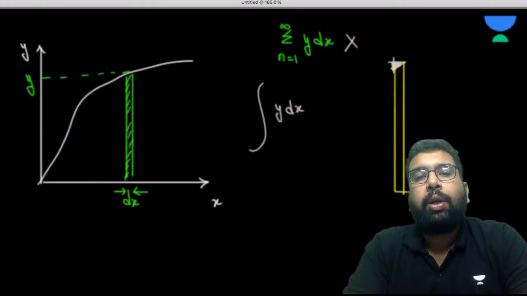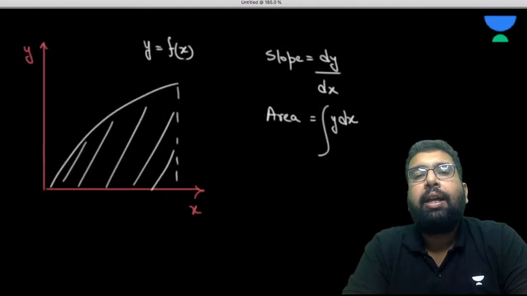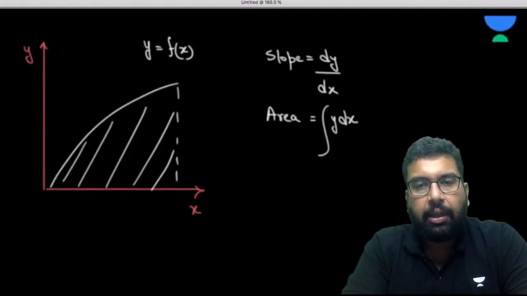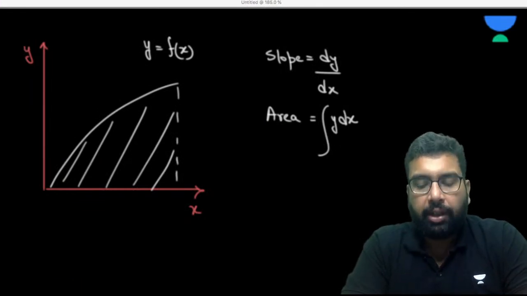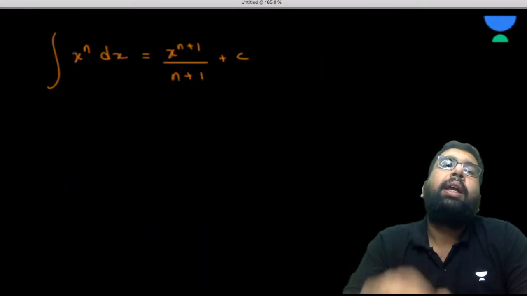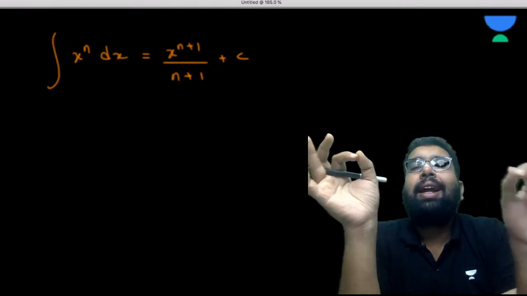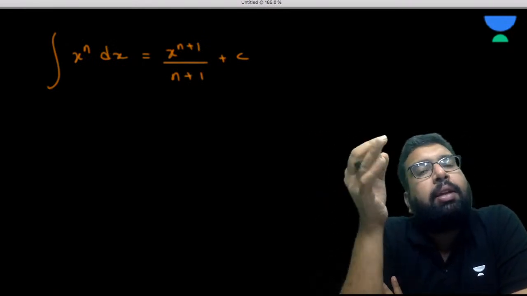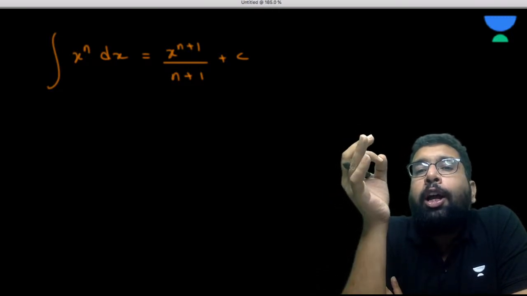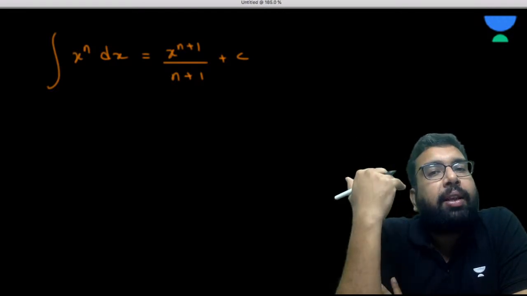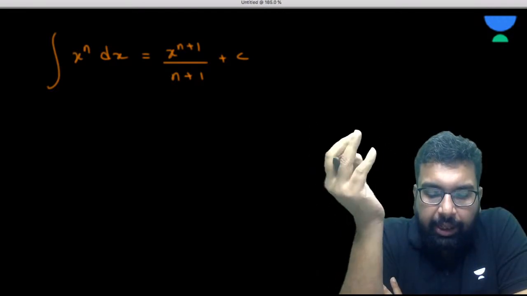So basically, quickly I'm telling you, integration is the area under the curve. Likewise, differentiation is the slope of the curve. Now we are seeing some formulas. The first formula is integration of x to the power n dx is equal to x^(n+1) upon n+1 plus c. This is the most used formula of integration in physics, in the questions that come in the NEET examination.